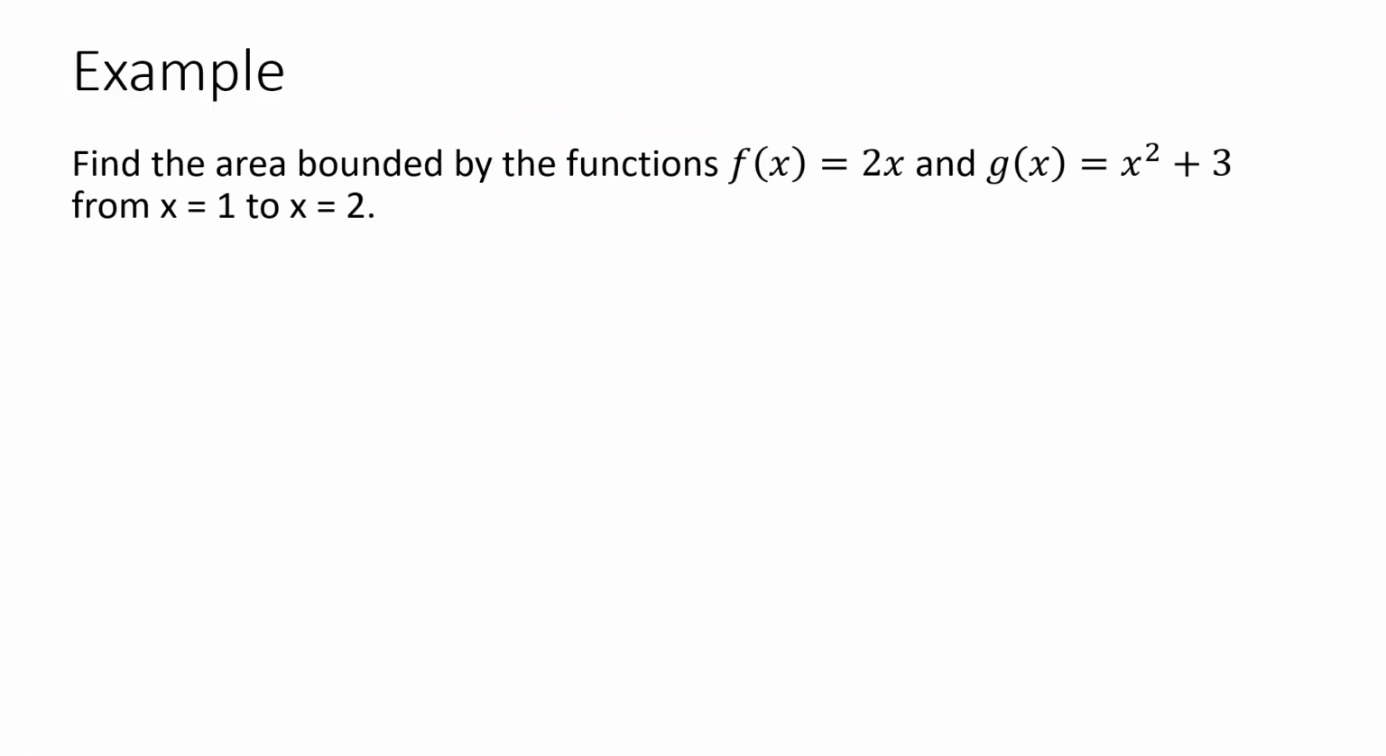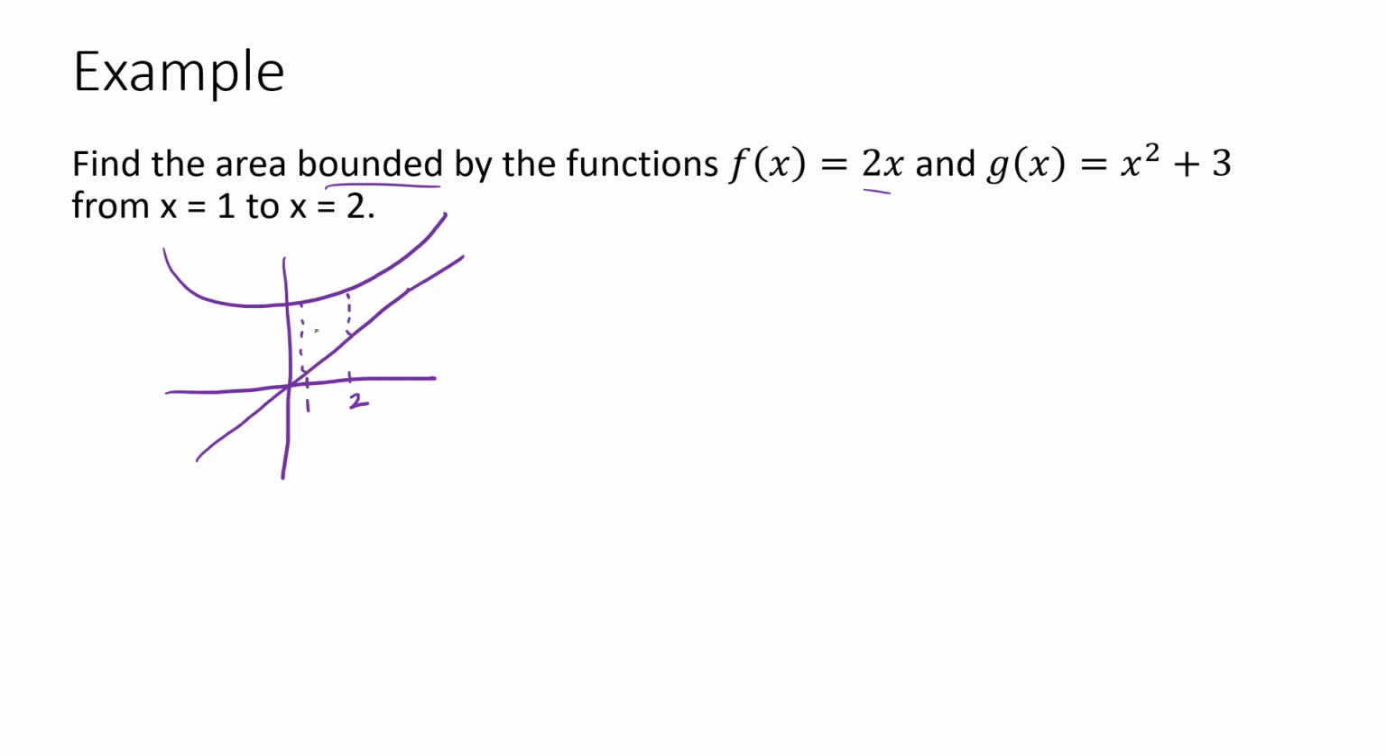So, this could be a typical UConn question they might give you. Find the area bounded by these two functions on the interval from x equals 1 to 2. Well, this is where drawing a picture could be helpful. 2x just looks like some line like that. x squared plus 3 is some parabola. And then I want to go from 1 to 2. When we say the area bounded by these things, we mean the region contained within.